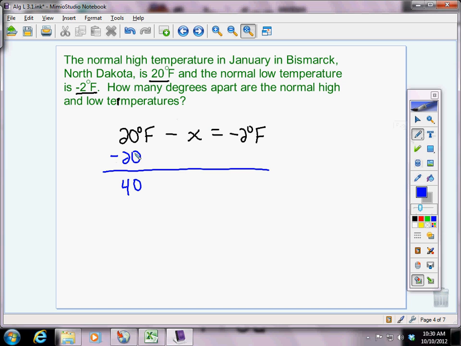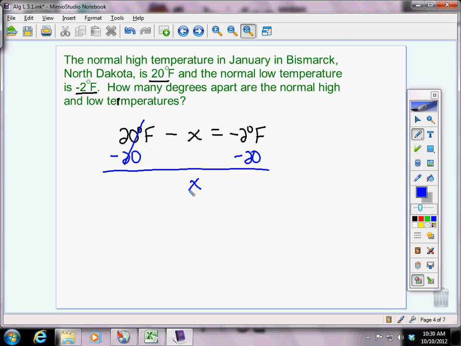Notice what happens if I select a negative 20. Now if you combine our like terms, 20 plus a negative 20 is 0. It cancels out, and that's what we want. But whatever we do to one side of the equal sign, we have to do to the other. Now, this cancels out.